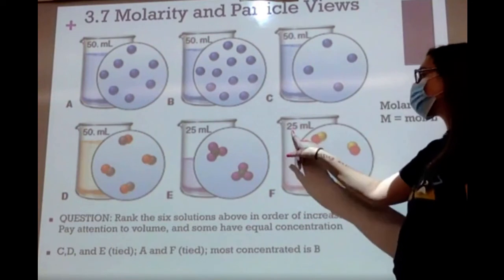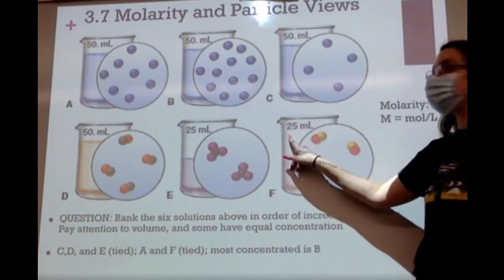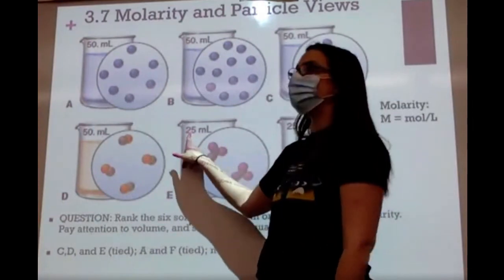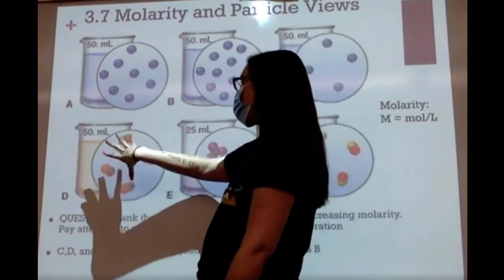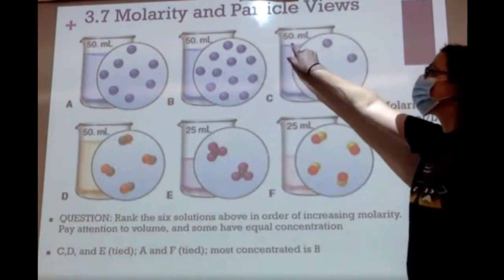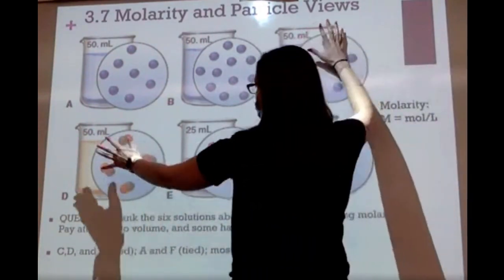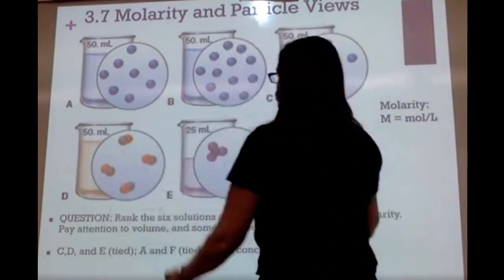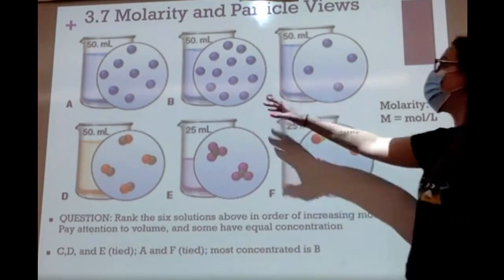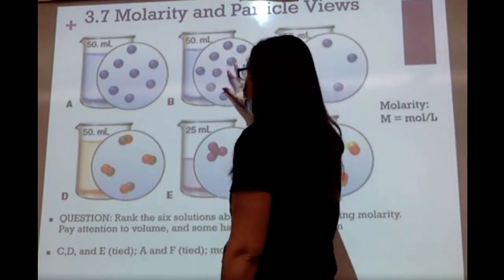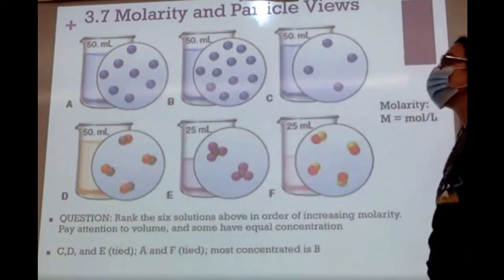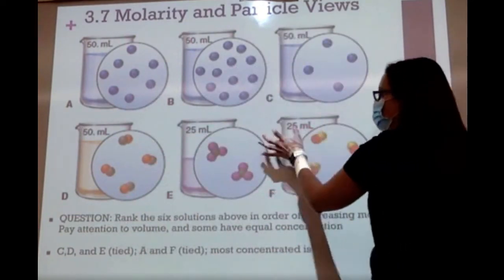So 4 moles divided by 0.025 liters. Here I have 2 moles in 0.025 liters. I have 4 moles in 0.05 liters, 4 moles in 0.05 liters. So these two substances have the same concentration. B has a lot more substance in the solution compared to the other ones. Notice how they are different volumes though.